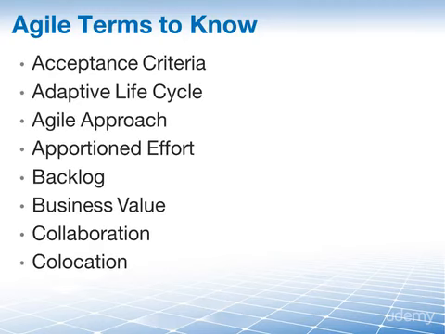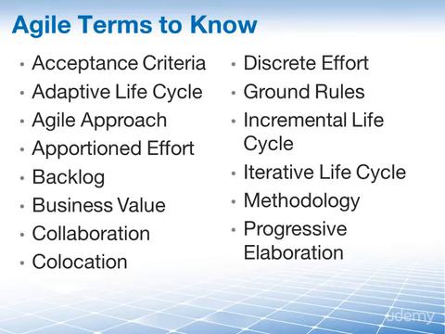They are acceptance criteria, adaptive life cycle, agile approach, apportioned effort, backlog, business value, collaboration, co-location, discrete effort, ground rules, incremental life cycle, iterative life cycle, methodology, and progressive elaboration. As a means of studying these, I suggest that you create your own flashcards for each of these terms to understand them thoroughly. Term goes on one side, definition goes on the other side.